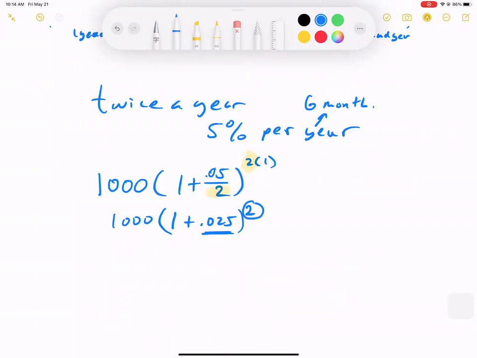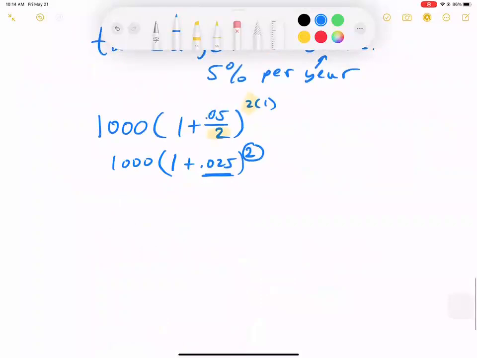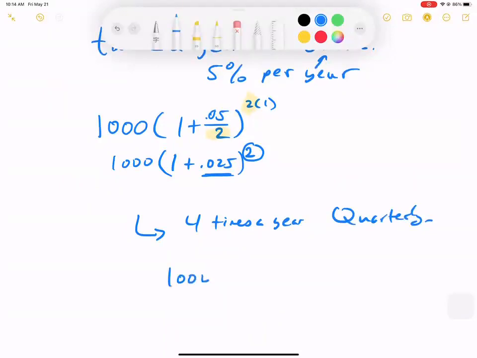What if I want to pay you 4 times a year? Let's go ahead and change this problem for 4 times a year. And then we call this quarterly. I'm going to pay you quarterly. So it's 1,000 times 1 plus 0.05 divided by 4. But I'm going to pay you 4 times per year now.